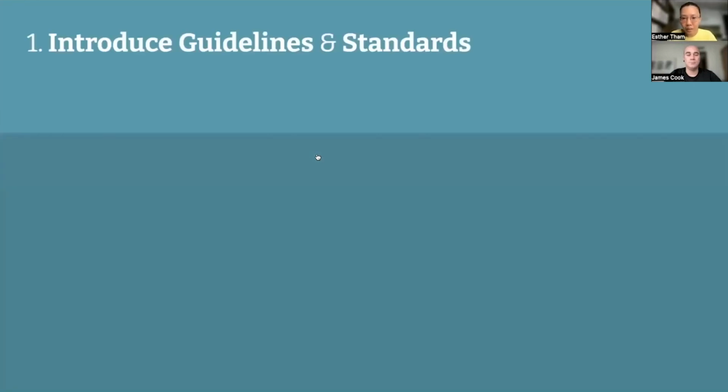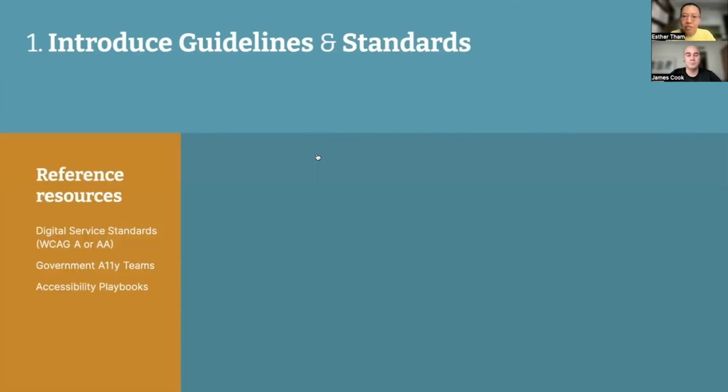Idea 1 is to set clear standards that can help your team get started on accessibility. Reference resources. There are resources available for your team to reference, such as Singapore's digital service standards, government a11y teams, or open source accessibility playbooks. At Thoughtworks, we recently released an accessibility playbook that guides teams on how to implement accessibility into team workflows, which is what I'll be touching on.